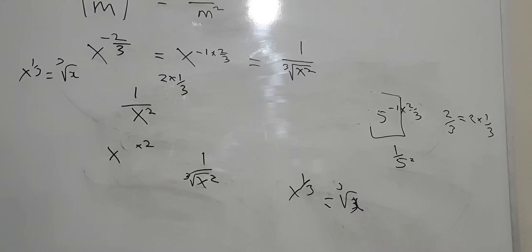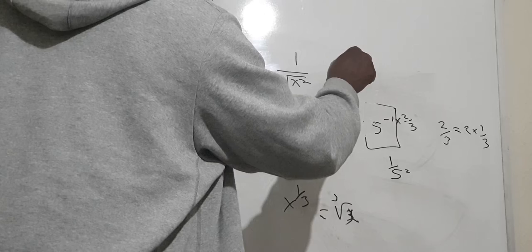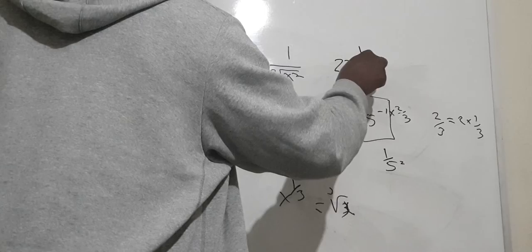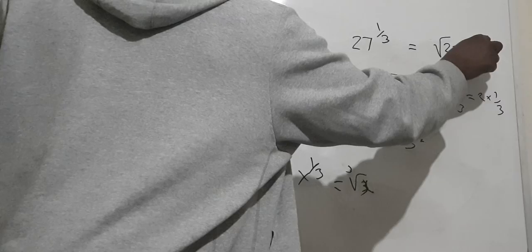So let's see, we are going to do examples. Let's say we have 27 to the power 1 over 3 alone. We will say this is the cube root of 27, which is equal to 3.